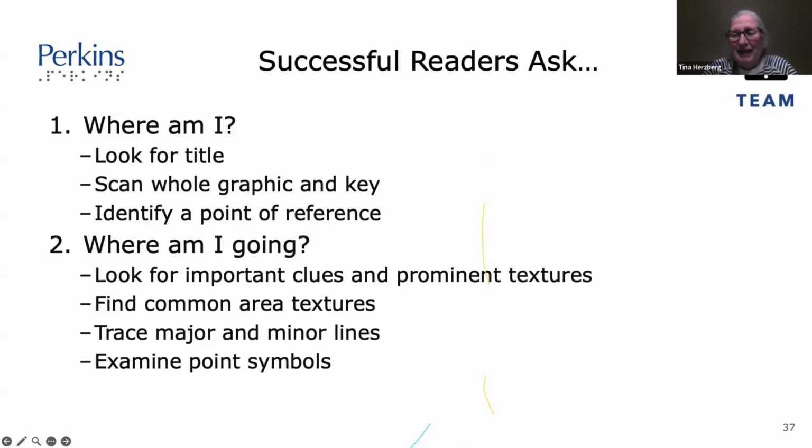So successful readers ask a variety of questions. We listed, if I remember right, about 15 different questions they ask. But what's really important is: Where am I? Am I looking for a title? Am I scanning the whole graphic and the key? What's my point of reference going to be? Where am I going? What are my important clues? What are my prominent textures? What are my landmarks? What are my major and minor lines? And what kind of point symbols are included on the graphic?